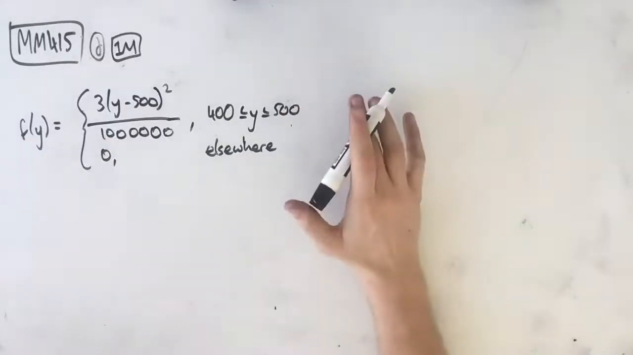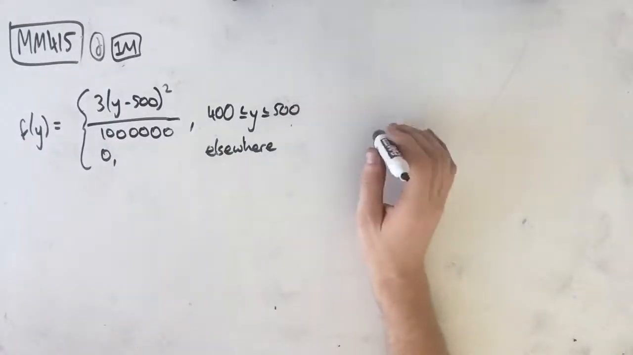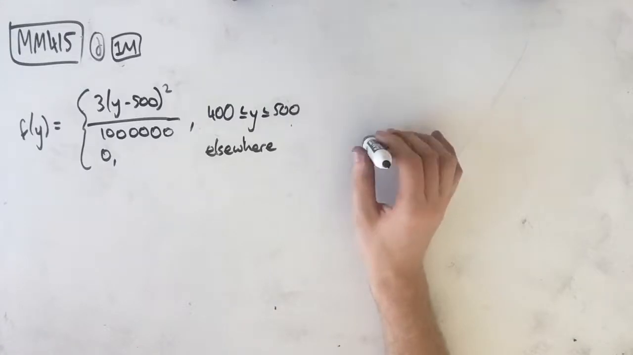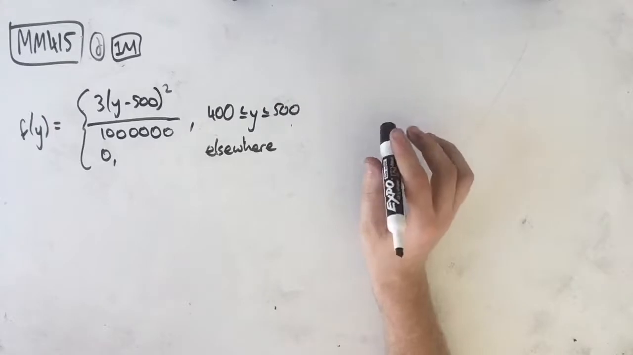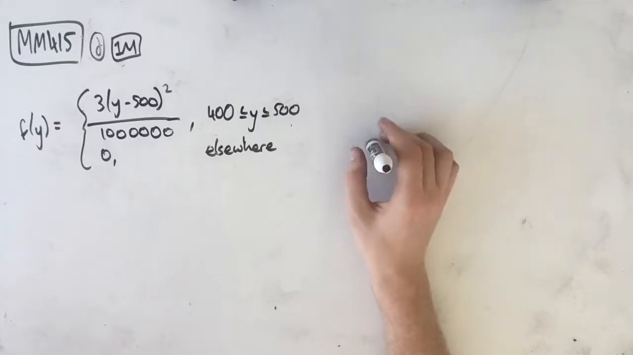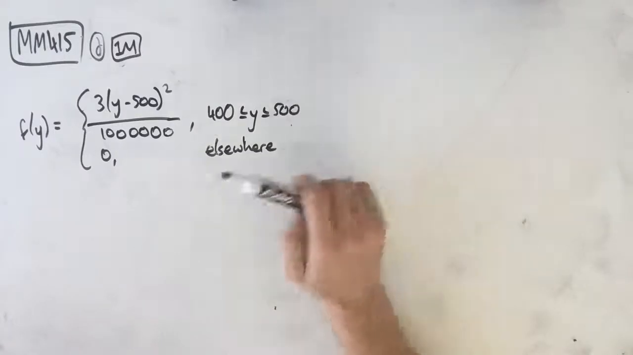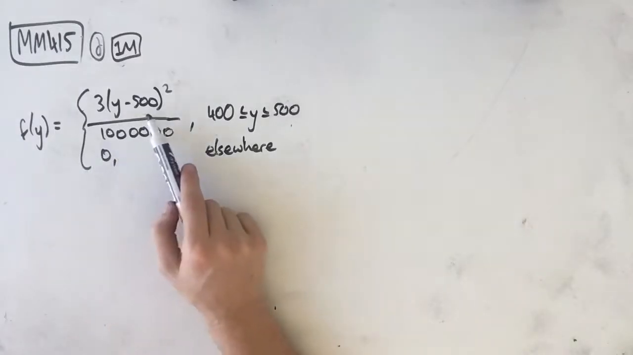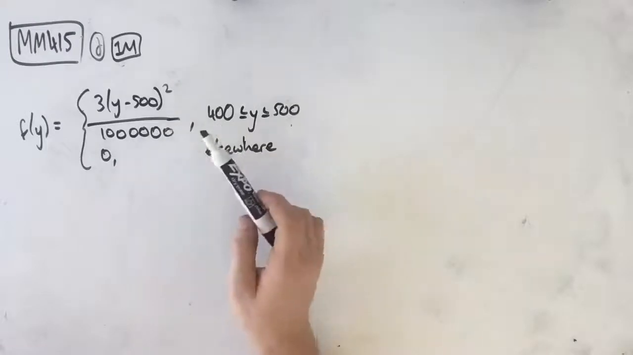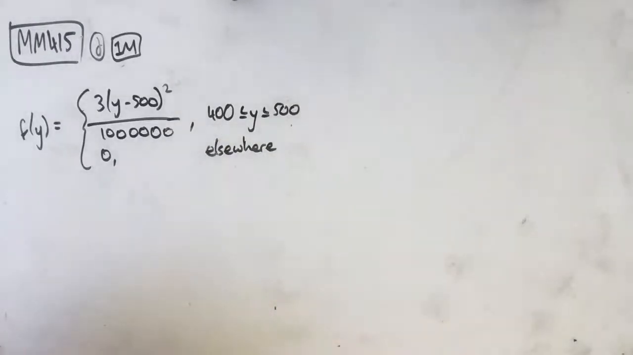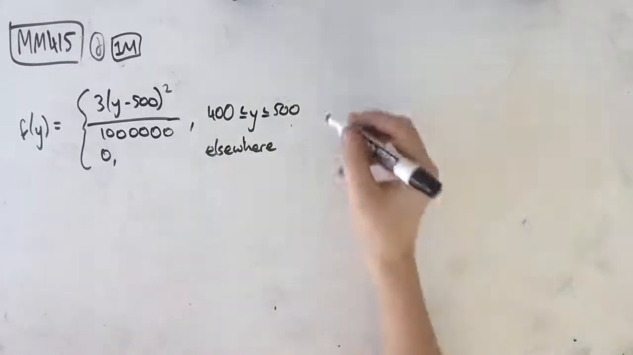So part D says, Banana decides to release a new version of the ePhone called the ePhone 2.0, which has a better lifespan in an attempt to lower the amount of complaints they receive. The lifespan of an ePhone 2.0 is a continuous random variable y days, which is modeled by the probability density function f of y equals 3 times (y take 500) squared over 1 million, from 400 to 500. What is the average lifespan of an ePhone 2.0?